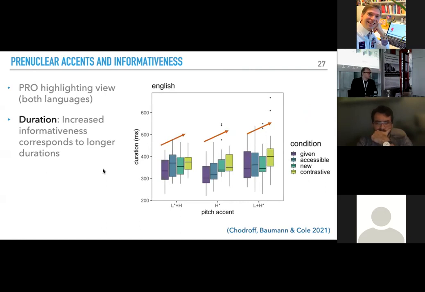Some of the results are in favor of the highlighting view. For example, in terms of duration. So increased informativeness corresponds to longer durations with a clearer picture in American English. You can see here quite nicely that per accent type you have an increase from given via accessible, new to contrastive. So the duration gets longer.